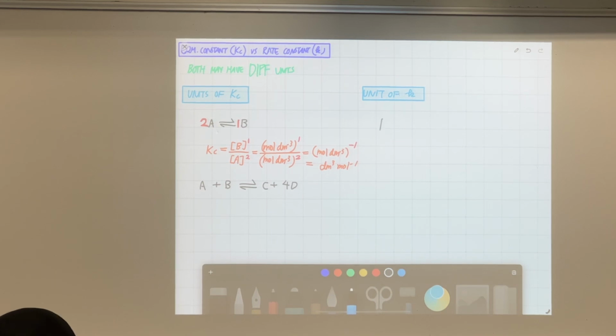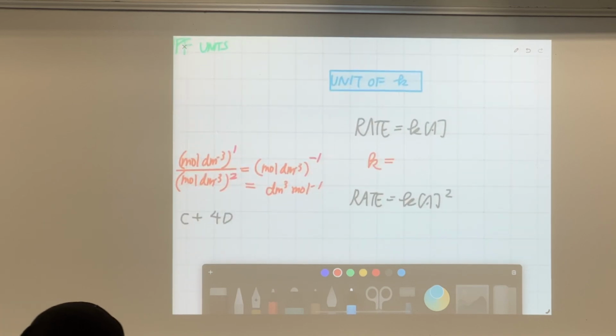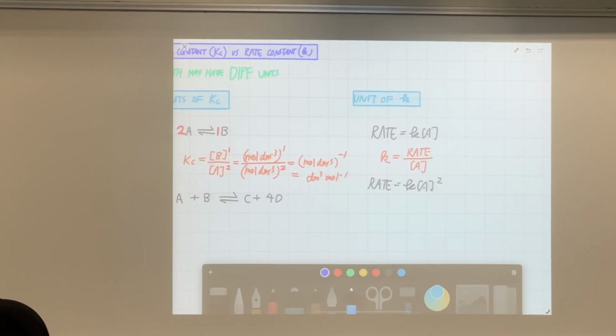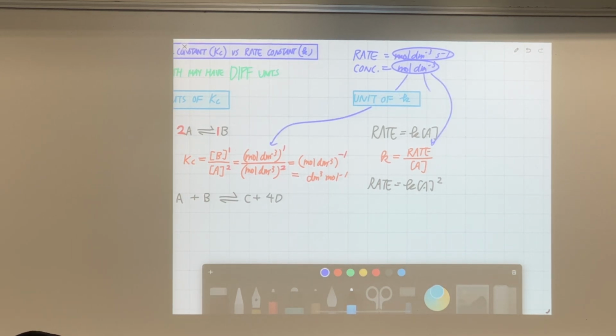So the unit of k. If you have rate equals ka compared to rate equals ka squared, how do you write k? By rearranging the subject, you will have k equals rate over a, right? What's the unit of rate? Rate is mole per dm cube per second. Concentration has the unit mole per dm cube. So when you stuff this back in, what will you have as the unit? When you divide mole per dm cube per second by mole per dm cube, what do you get?